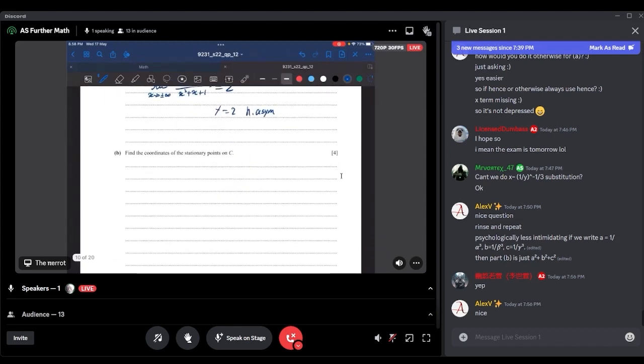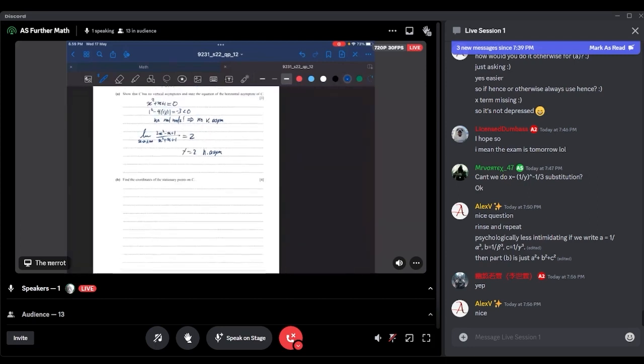Now we have to find the coordinates of the stationary points of C. Of course, maybe the natural thing is to find the derivative, find dy/dx equal to 0, find the values of x, and find the value of y. But let's try another method here without any derivatives.